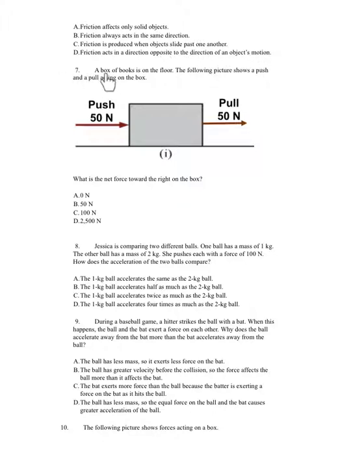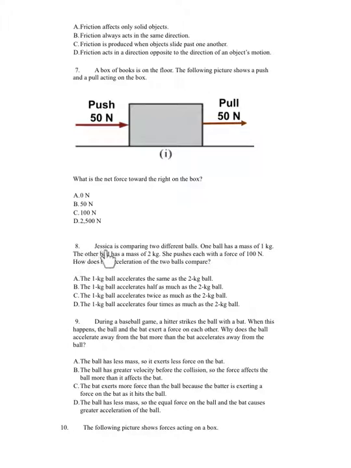Number 7. A box of books is placed on the floor. The following picture shows a push and a pull acting on the box. What is the net force toward the right on the box? A. 0 newtons. B. 50 newtons. C. 100 newtons. D. 2,500 newtons.